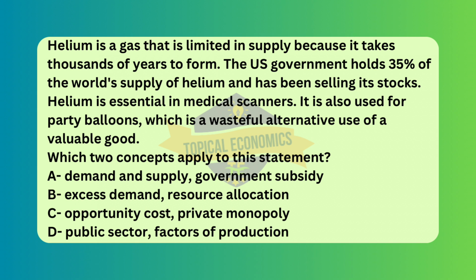A. Demand and supply, government subsidy. B. Excess demand, resource allocation. C. Opportunity cost, private monopoly. D. Public sector, factors of production. The correct answer for this question is option B. The two concepts that apply to this statement are excess demand and resource allocation.